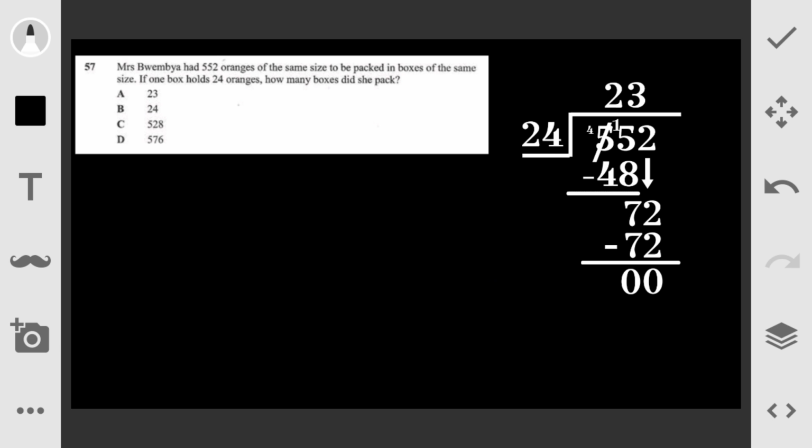That means we have got the answer, which is 23 on top there. So the correct answer for this question was 23, which is A. So A was the correct answer.